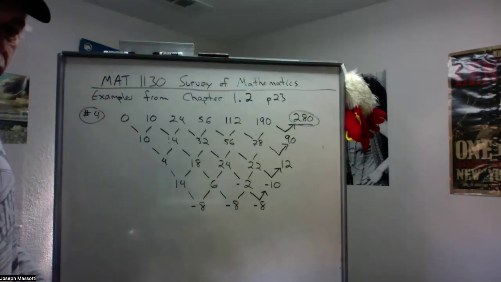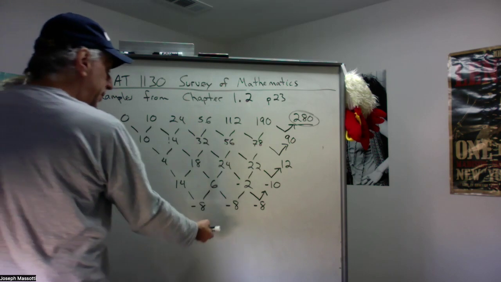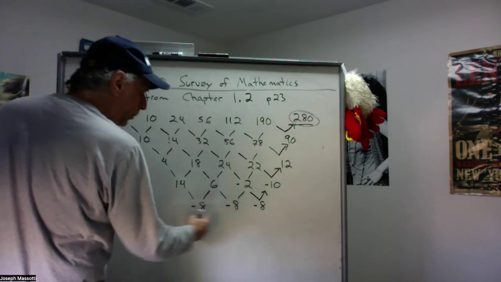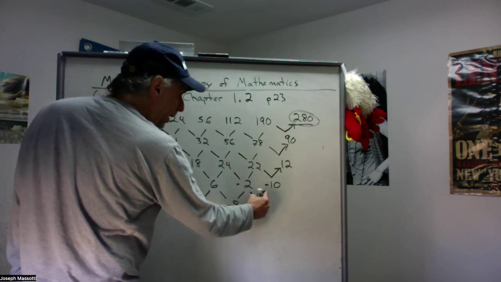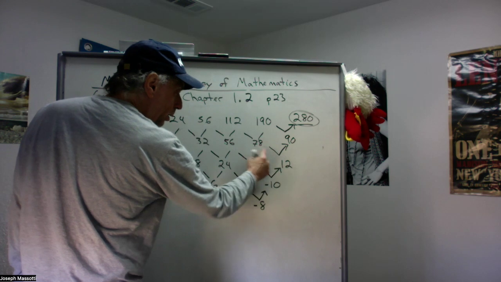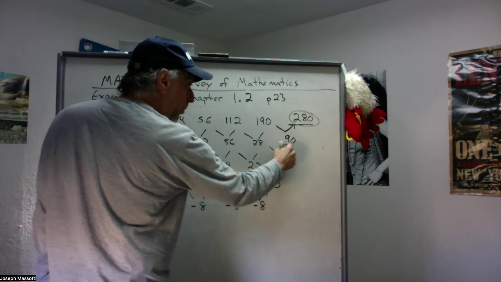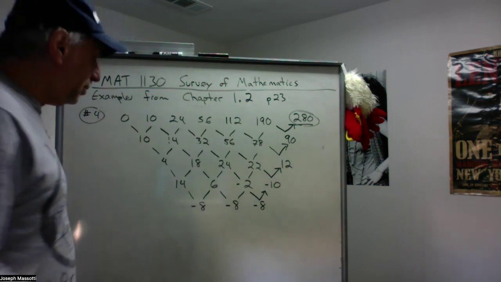All right, so that was a little bit more involved difference table. But as you can see, you work your way down till you get that row with the same numbers, and then you work your way up one row at a time to get your answer of 280. All right, so those are difference tables.